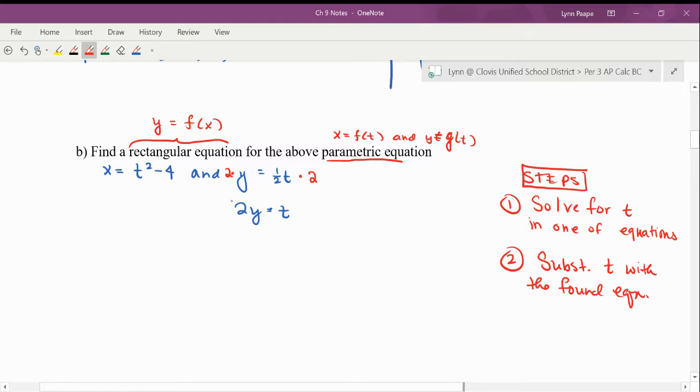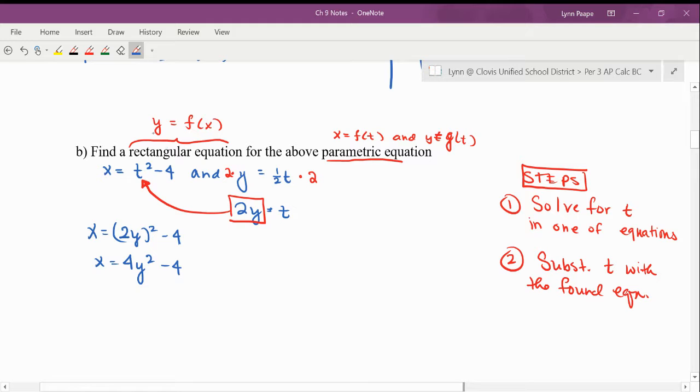So now I know t is equal to 2y, so I'm going to take that 2y and I'm going to substitute that into this function here. So I would have x is equal to, and then instead of t squared, I would have 2y quantity squared, and then minus 4. And then let me go ahead and square that out. So I would have x is equal to 4y squared minus 4.